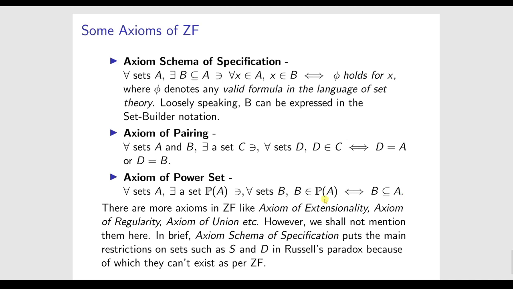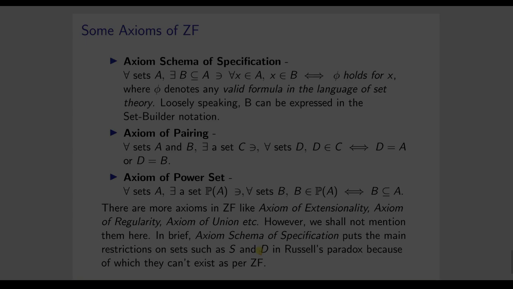Now there are more axioms in ZF like axiom of extensionality, axiom of regularity, axiom of union, etc. However, we shall not mention all of them here. In brief, axiom schema of specification puts the main restrictions on sets such as S and D in Russell's paradox, because of which they can't exist as per ZF. As you can see that S can't be expressed in set builder notation in a valid formula in the language of set theory. That's why it can't exist as per ZF.